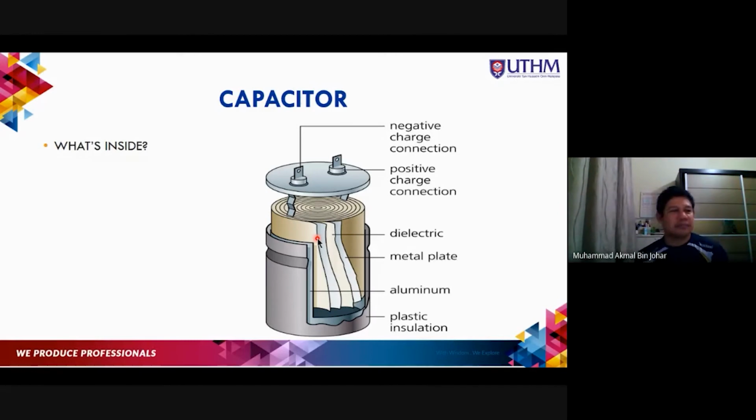What's the reason? Any comment, any input, can you type? Why is it rolled like this? Most of the capacitors.